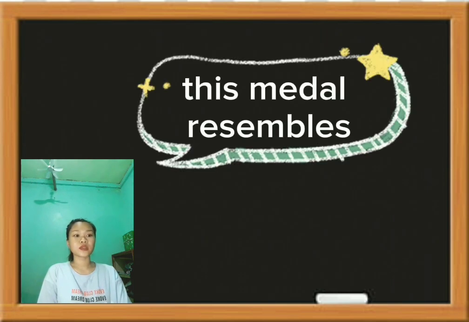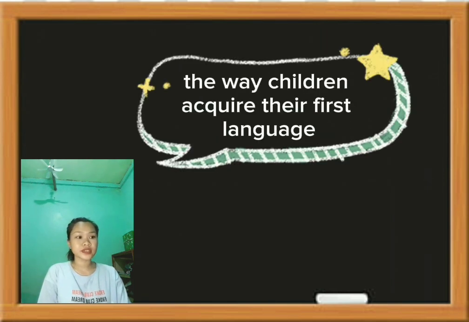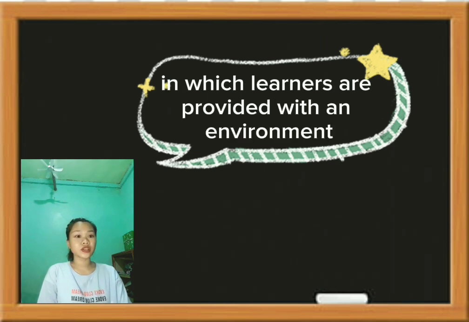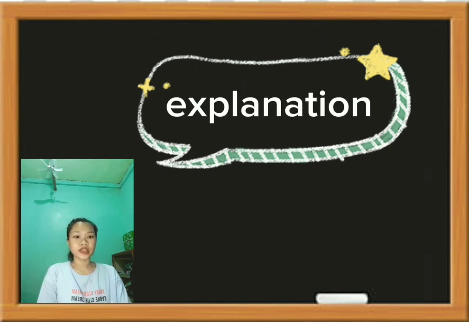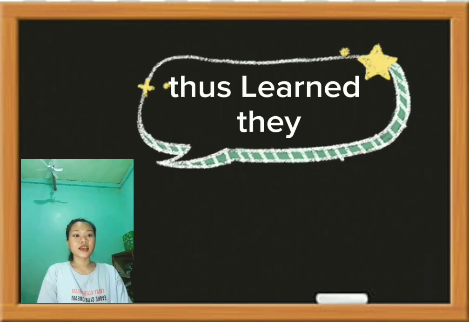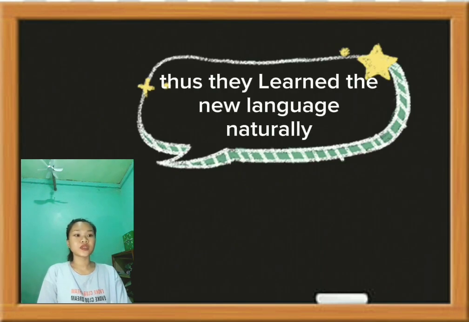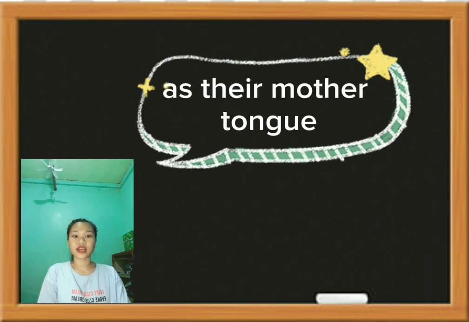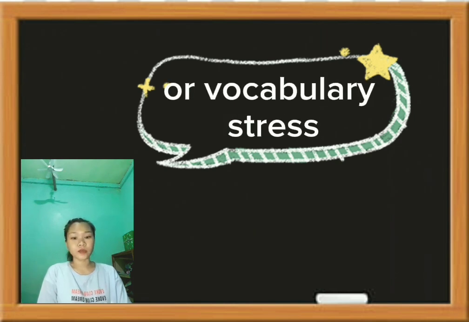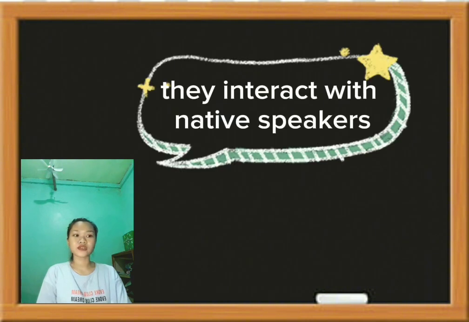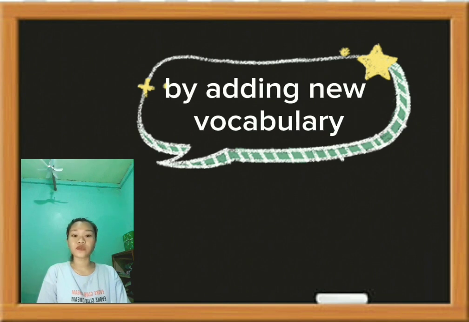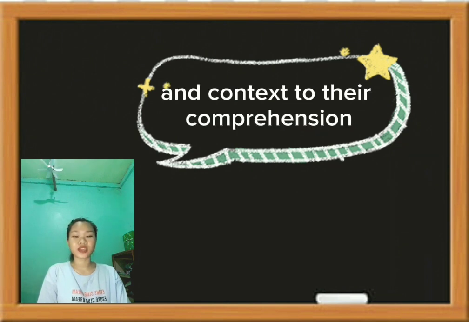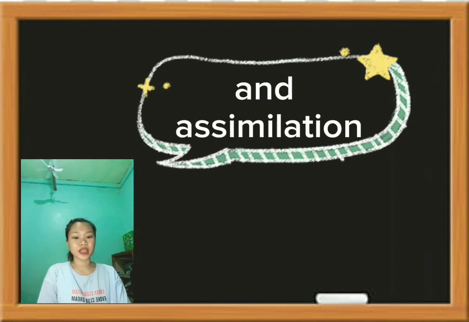This method resembles the way children acquire their first language, in which learners are provided with an environment where they can pick up English with little to no explanation. Thus, they learn the new language naturally as their mother tongue without any pressure or vocabulary stress. They interact with native speakers and constantly develop proficiency by adding new vocabulary and context to their comprehension and assimilation.